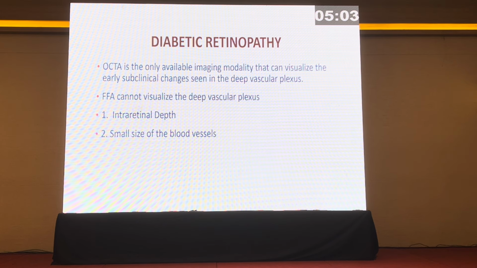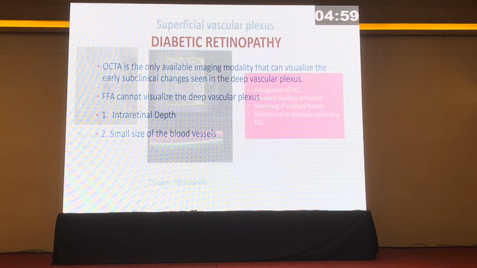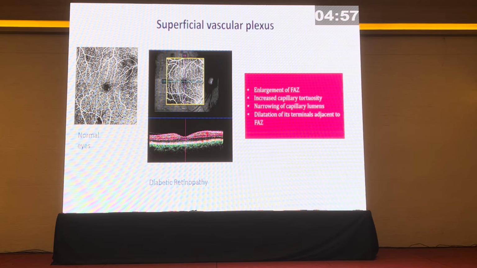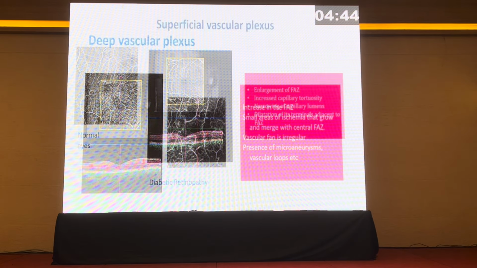So now let us move into some disease conditions like diabetic retinopathy. In a condition in which this OCT is completely normal, in which we would say, okay, there is no significant change. But you can see that even in normal looking eyes of diabetic retinopathy, you can see enlargement of the FAZ or capillary tortuosity or capillary lumens.